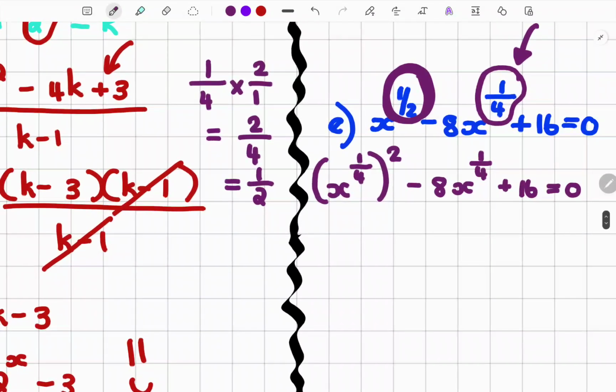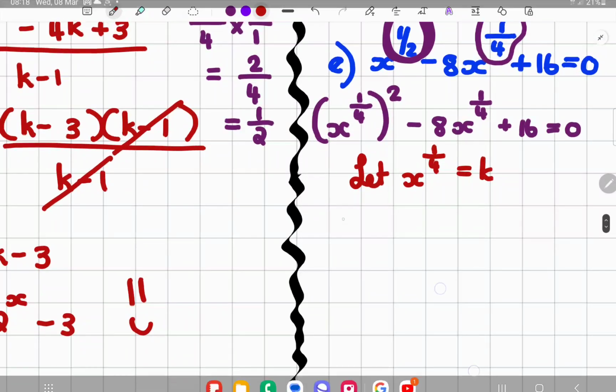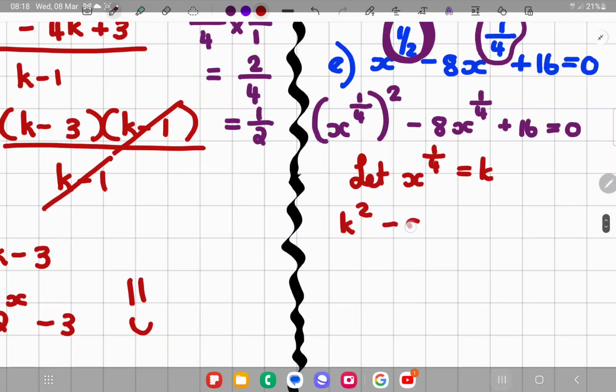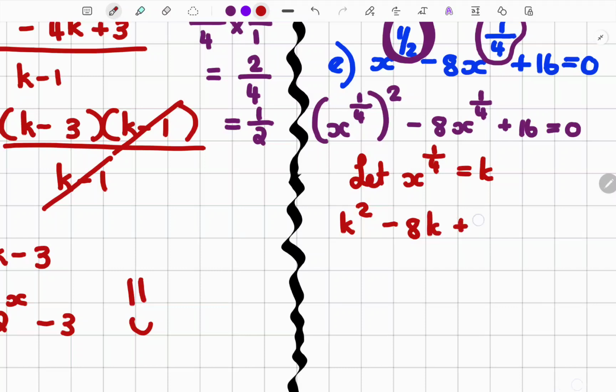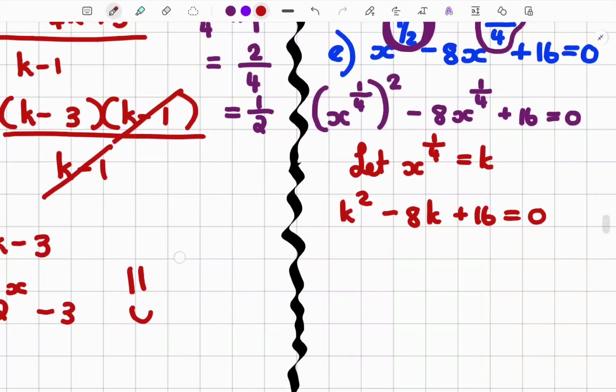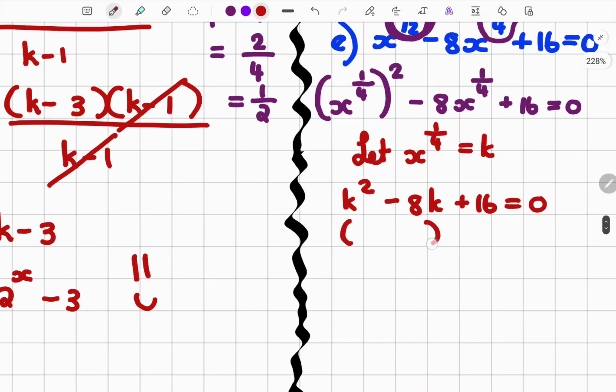Now, I don't like what's going on here. I'm going to say, let x to the power quarter equal k. Then I've got k squared minus 8k plus 16 equals 0, which is far better than x to the power quarter raised to the power 2 minus 8x. Okay, so now we can see this is a lovely trinomial.